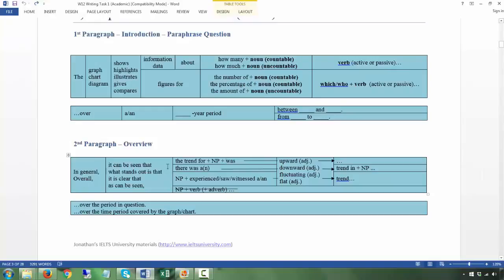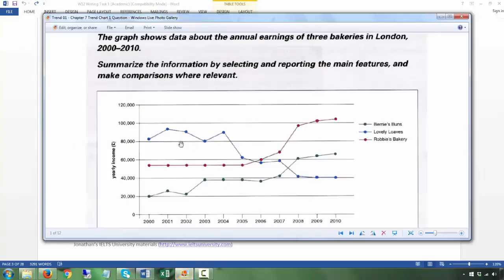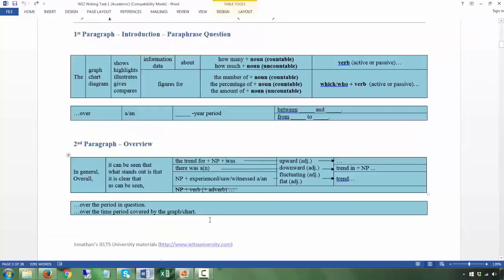So you could say something like, overall it can be seen that the trend for the yearly income of Robbie's Bakery and Bernie's Buns was upward, while the same thing for Lovely Loaves was downward. Now I've given you different kinds of sentences. Or this is another sentence structure: there was a what trend in the what? There was a downward trend in the yearly income of whatever.